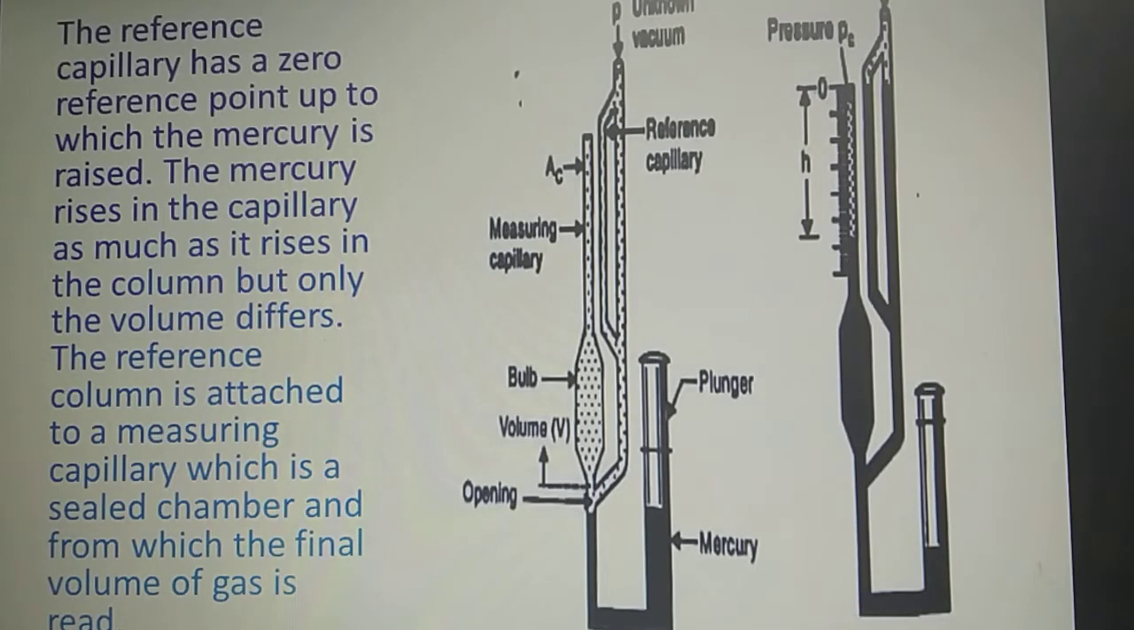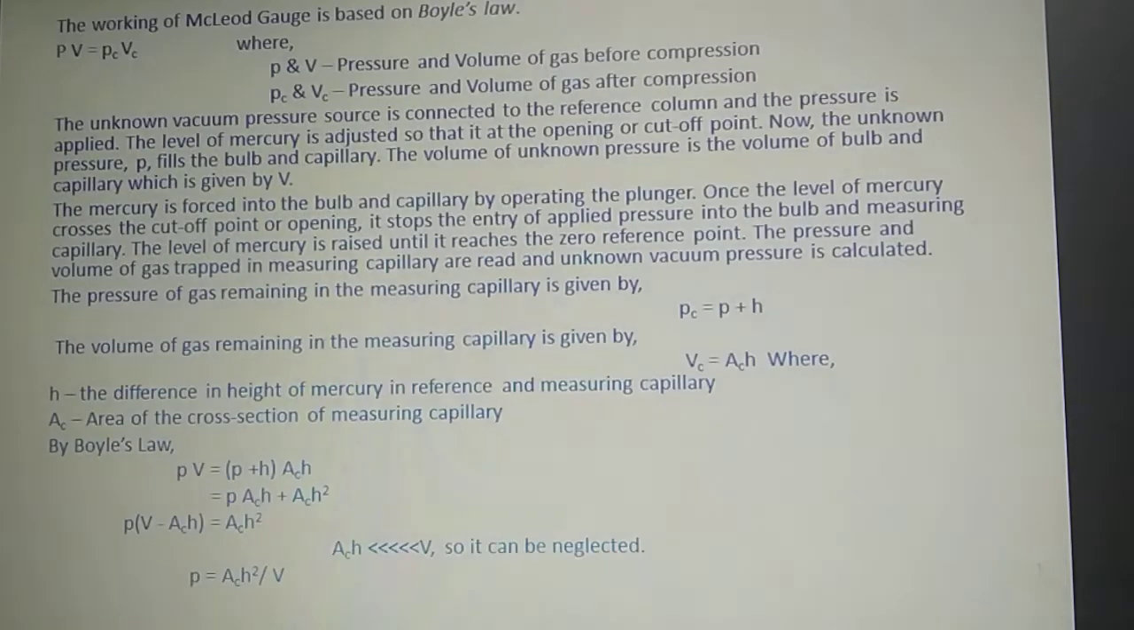The reference column is attached to a measuring capillary, which is a sealed chamber, and from which the final volume of the gas is read, right? So let us try to study now the actual operation of the McLeod gauge.